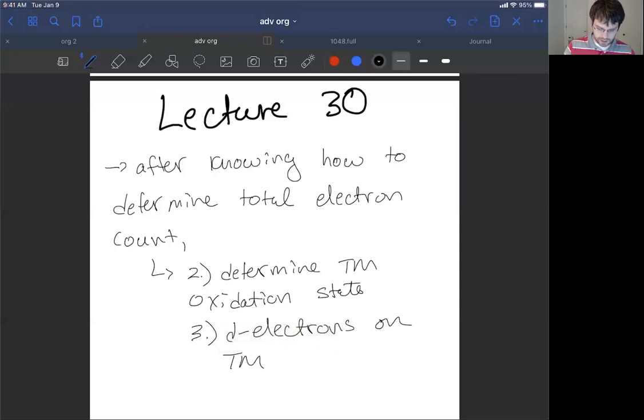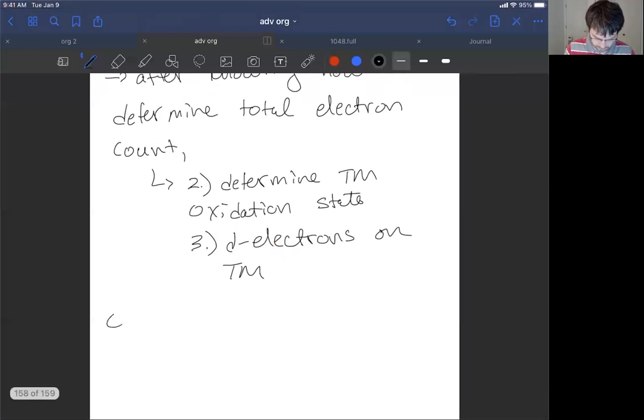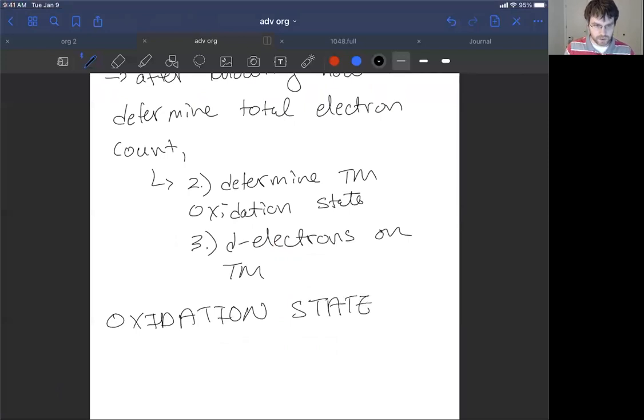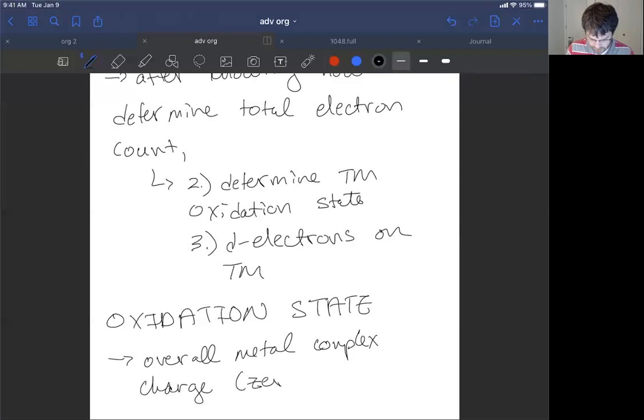So to determine the oxidation state, this is a little bit of a formula. For the oxidation state, we want to take the overall complex charge, and this is usually 0. Sometimes you can have a transition metal complex that's overall +1 or -1 or something. We should keep that in mind, but often this is 0.